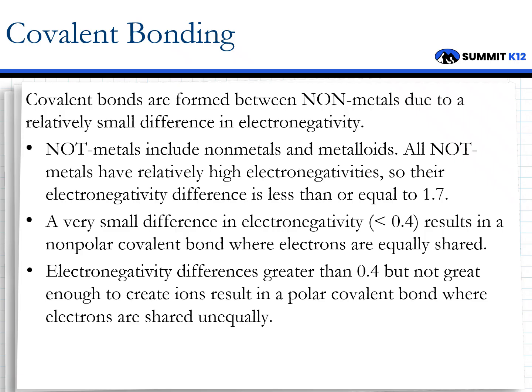So, covalent bonds are formed between nonmetals due to a relatively small difference in electronegativity. Nonmetals include nonmetals and metalloids. All nonmetals have relatively high electronegativities, so their electronegativity difference is less than or equal to 1.7. Right, we remember that ionic bonds are above 1.7, while covalent bonds are below 1.7.